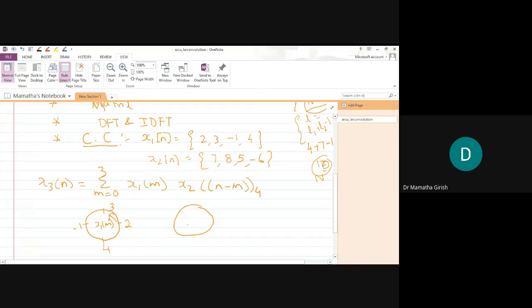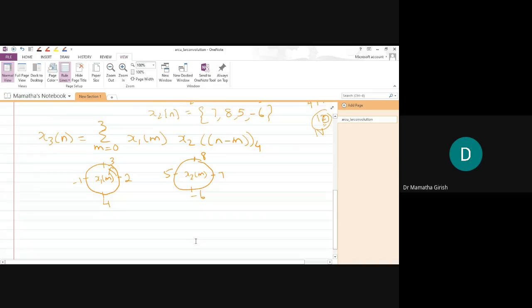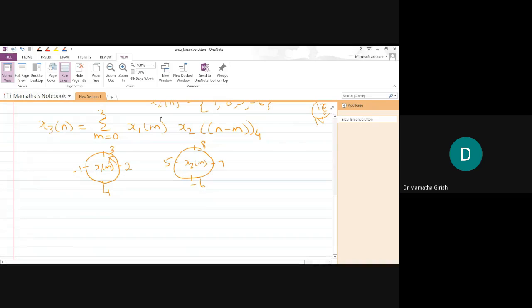Similarly, represent x2 of m also: 7, 8, 5 and -6. Done. After translating the two sequences onto the m domain, next, what is the range of n? n varies from 0 to N minus 1, which is 3.